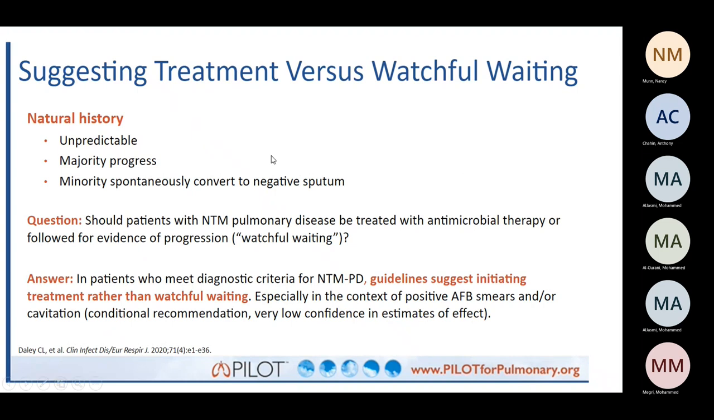Okay, so whether you treat or watch the patients, the natural history is unpredictable, but patients tend to progress. And there are only a few patients who will go negative on their own. So you would have to wait for the disease to be self-cured. It doesn't really happen. And then you have to weigh your decision, look at benefits and risk, and decide to treat or not. Again, remember the positive smears, cavitation. Now there is a strong recommendation to treat these patients.